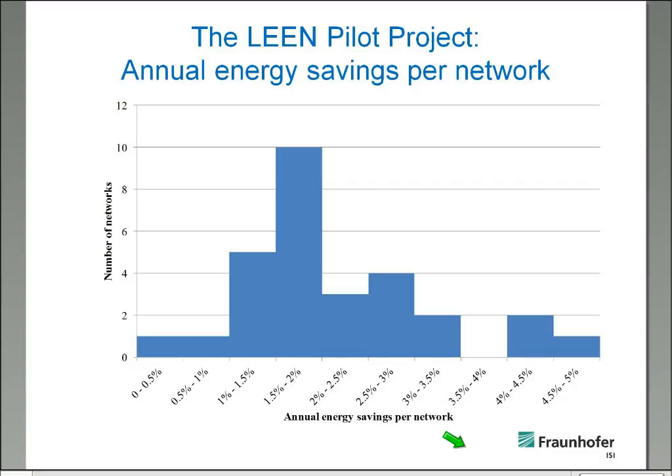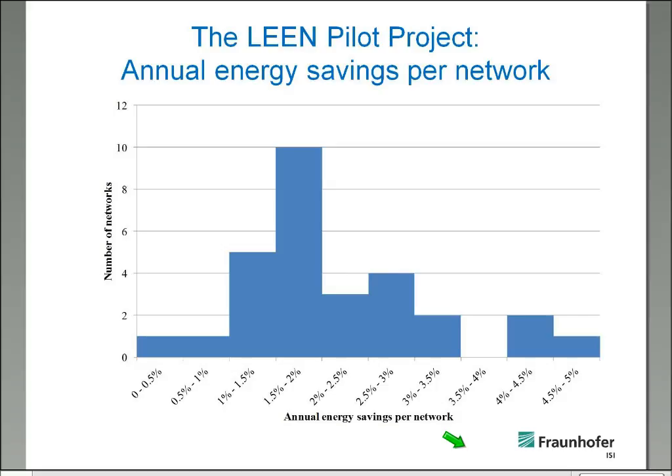Now, what are the results that have been achieved? And in fact, these results have been very encouraging. These are the results from the 30 pilot networks, and the 30 pilot networks comprise in total between 400 and 500 companies.